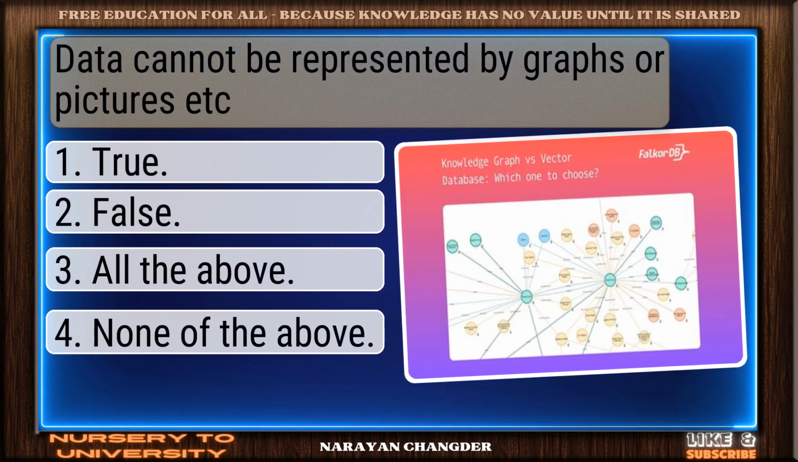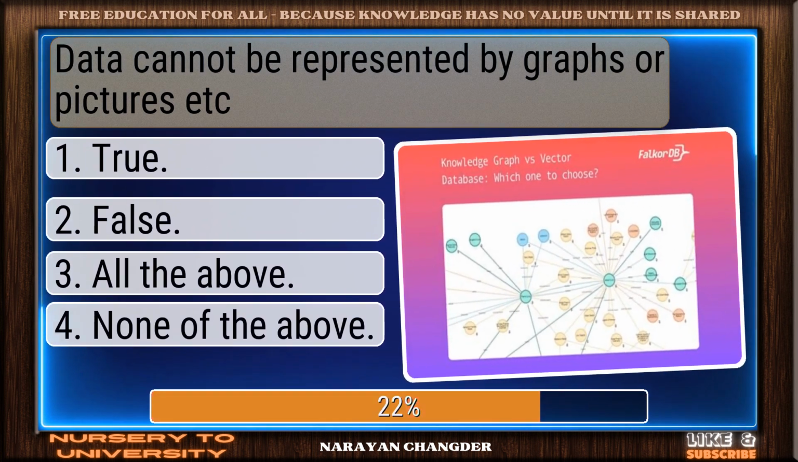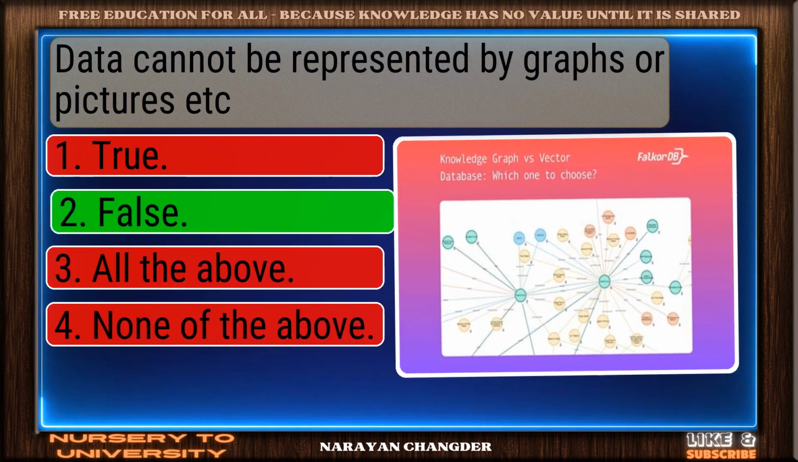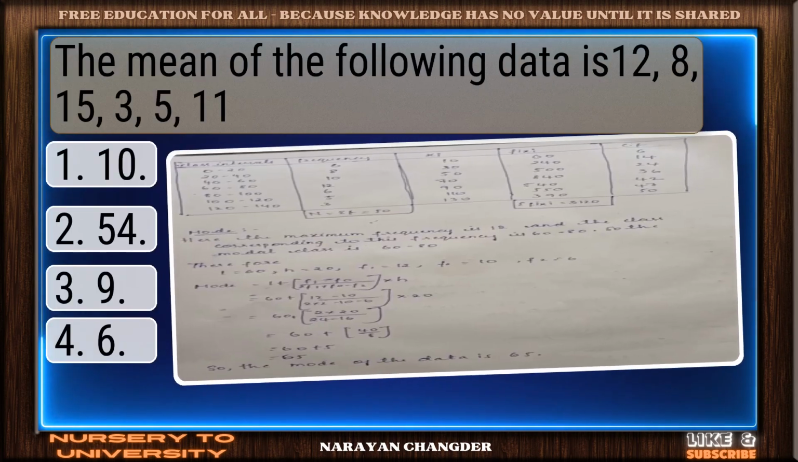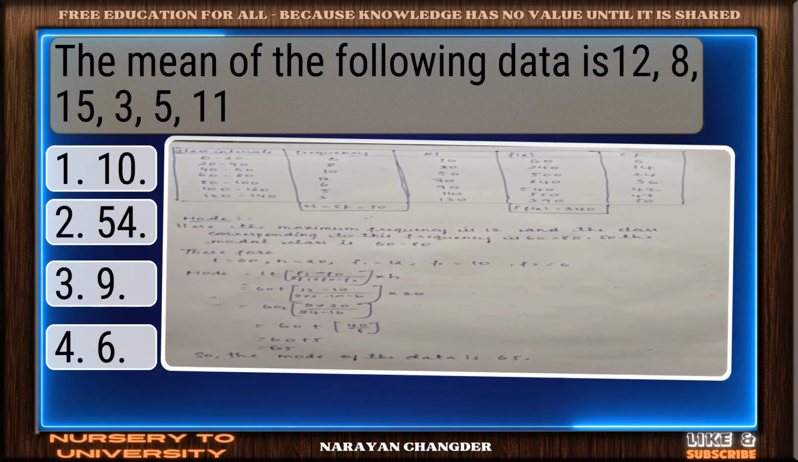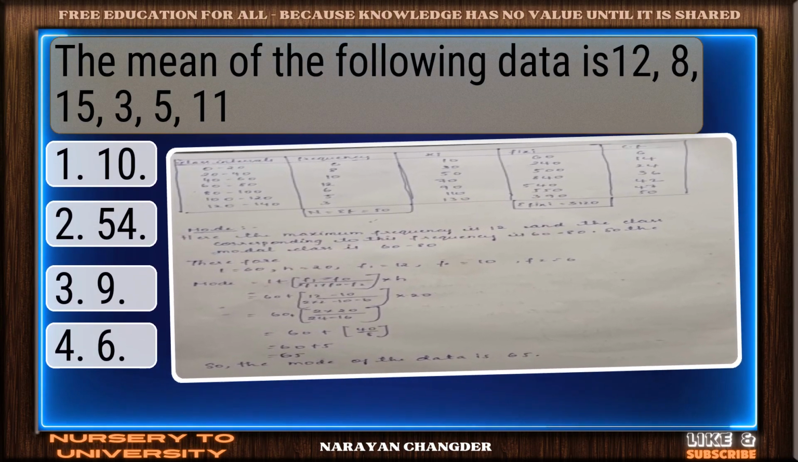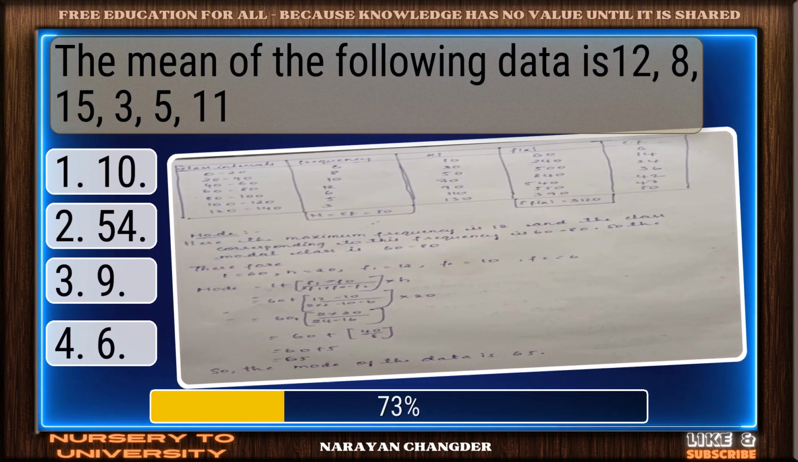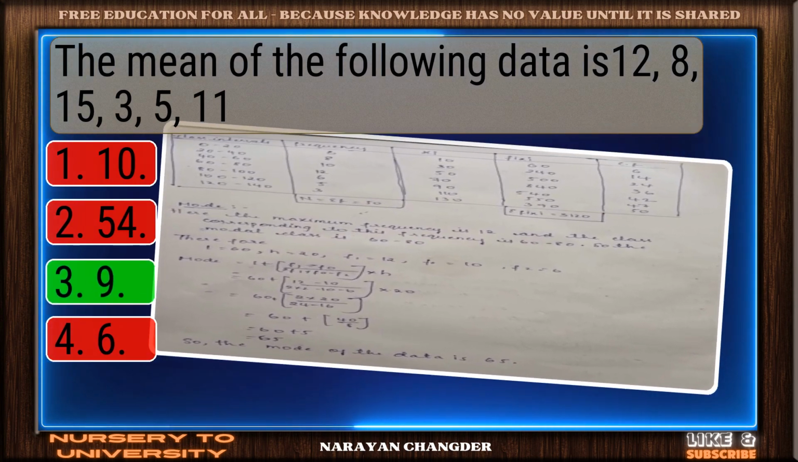Question number 162. Data cannot be represented by graphs or pictures, etc. Well done. False is the right choice. Question number 163. The mean of the following data is 12, 8, 15, 3, 5, 11. You got it. Your choice 9 is right.